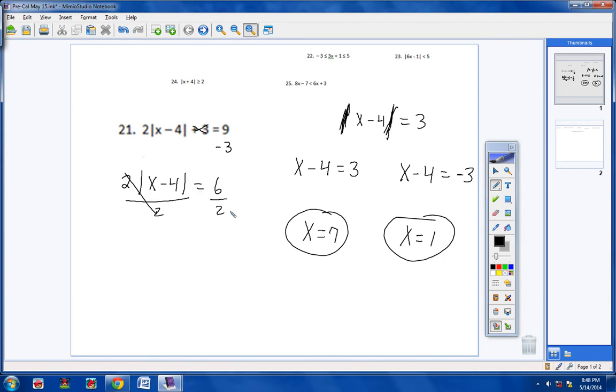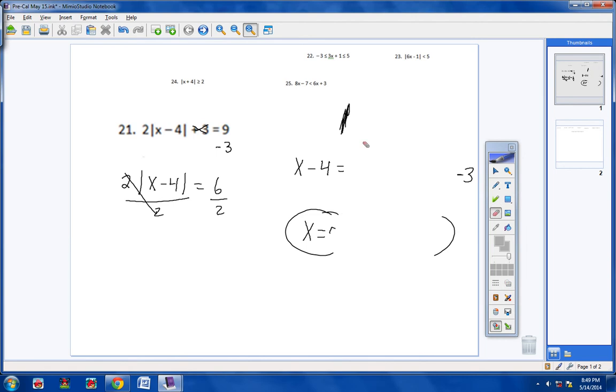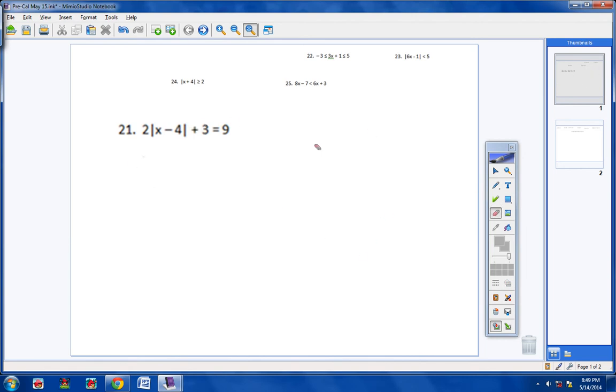And so let's quickly review. Isolate the absolute value. After you've done that, it might take 1 or 2 steps. After you've done that, write 2 equations and then solve. Okay? Not too difficult. Those are called absolute value equations.